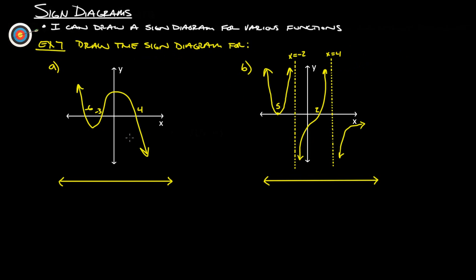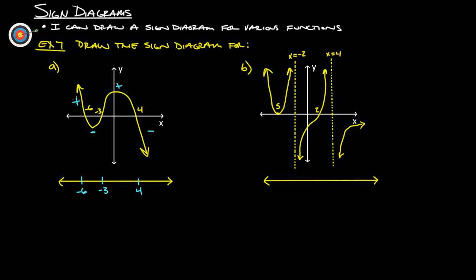Draw the sign diagram for these. The first thing I'm going to want to do is find all my x-intercepts: -6, -3, +4. Now, what I'm going to do here is draw pluses and minuses. All the pluses are above, all the minuses are down below. This is a plus, and this is a minus.